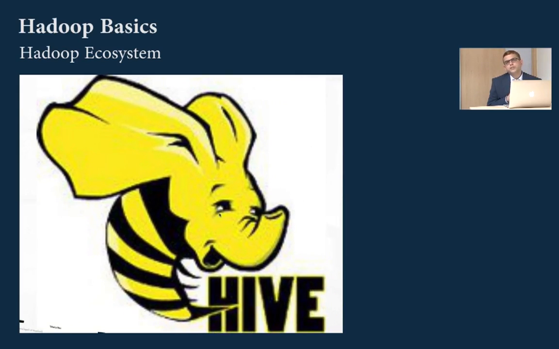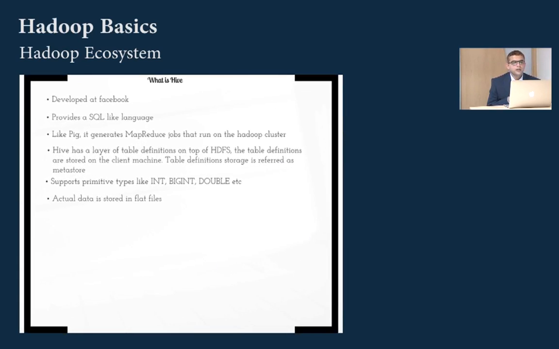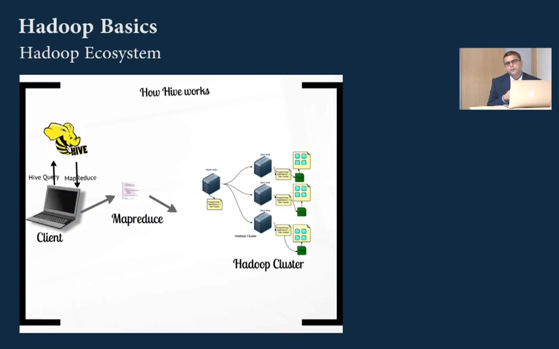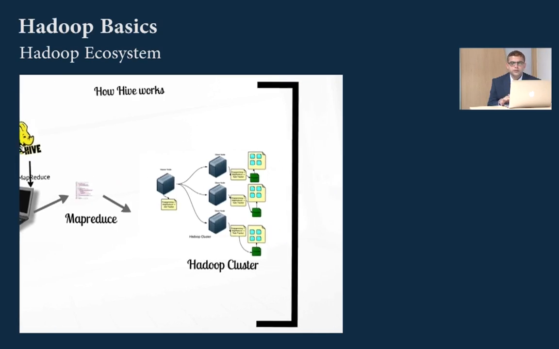The next ecosystem project that we are going to talk about is Hive. Hive was developed at Facebook, and provides a SQL-like language. Like Pig, it generates MapReduce jobs that run on the cluster. Hive has a layer of table metadata definitions. We'll be covering that in the Hive video in detail. So let's see how Hive works. You can typically write your SQL queries in Hive, and they'll get converted to MapReduce and get submitted to the cluster. This is how Hive works.